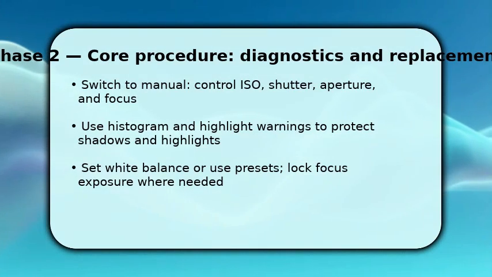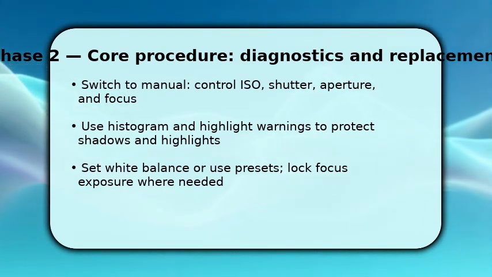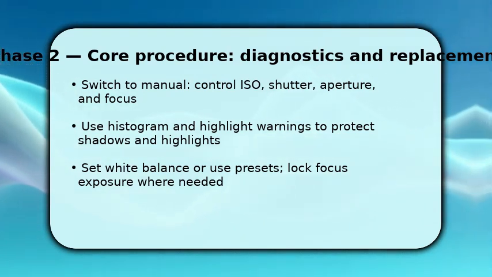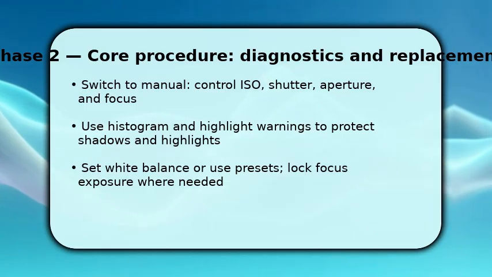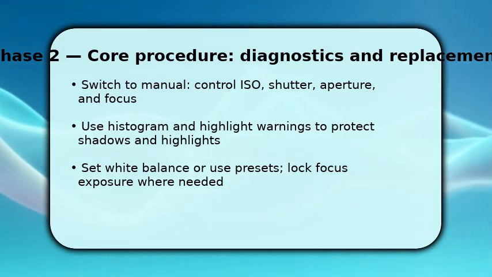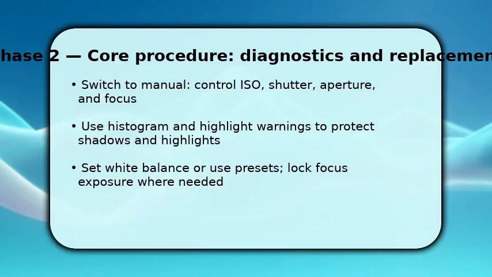You now move into manual control to shape the image. Adjust ISO for noise, shutter speed for motion, and aperture for depth of field if available. Once you dial exposure, check the histogram and highlight warnings to avoid clipping.